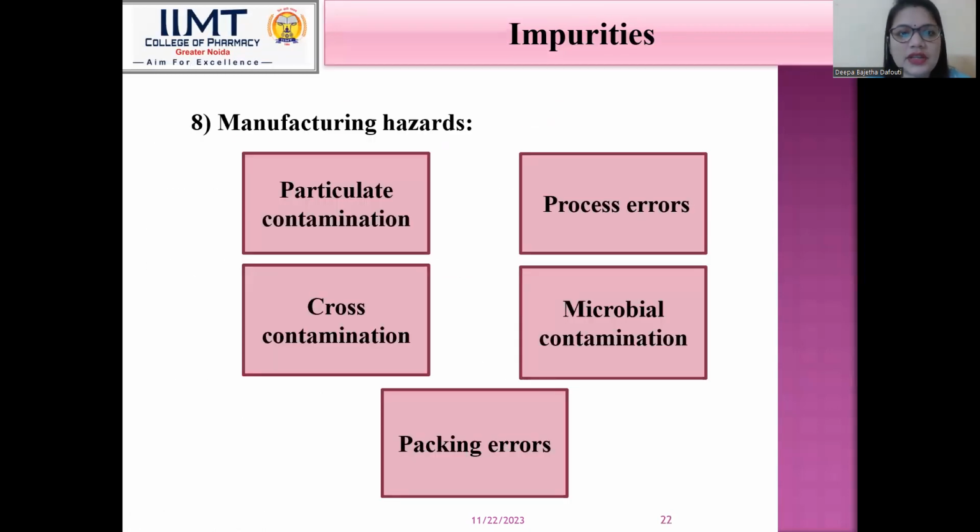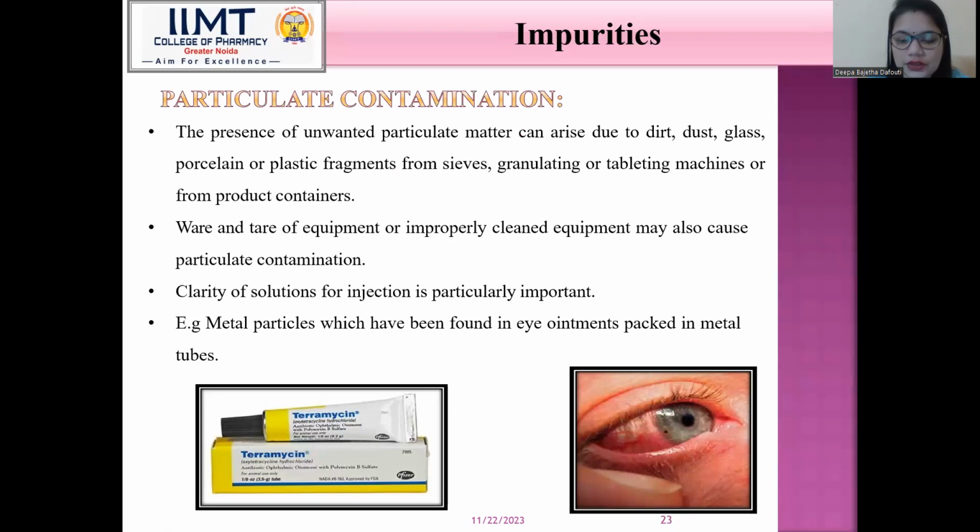Next is manufacturing hazards. Manufacturing hazards are particulate contamination, process errors, cross contamination, microbial contamination, and packing errors. These all are manufacturing hazards. So first one is particulate contamination.